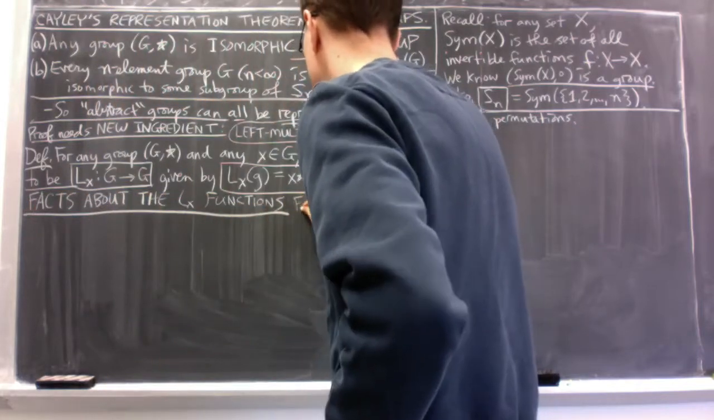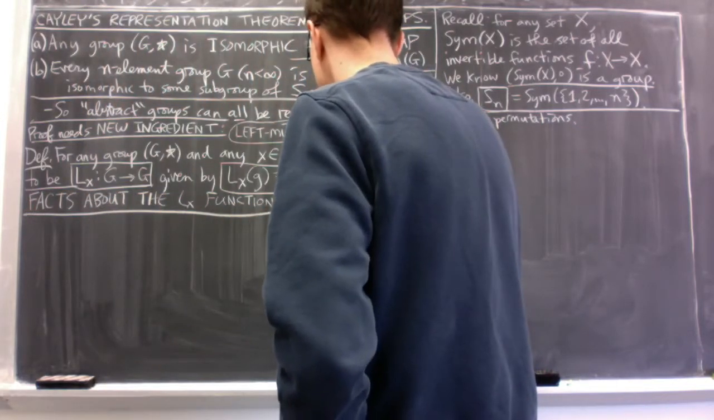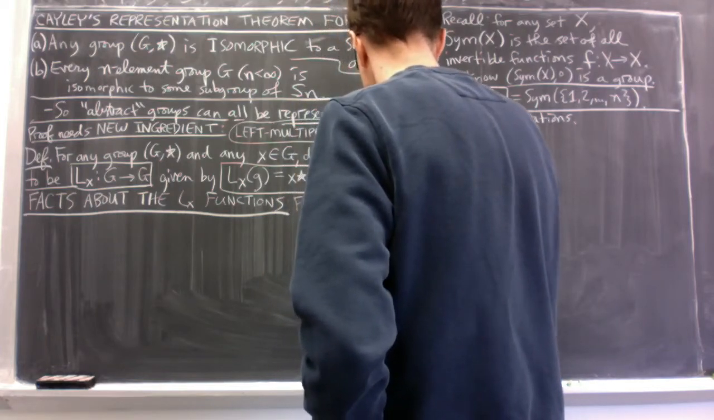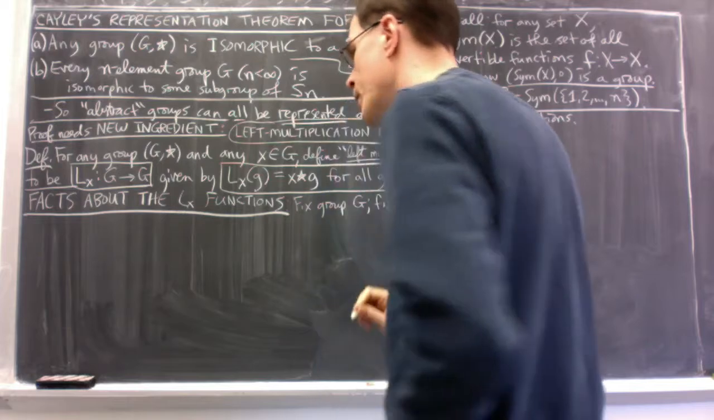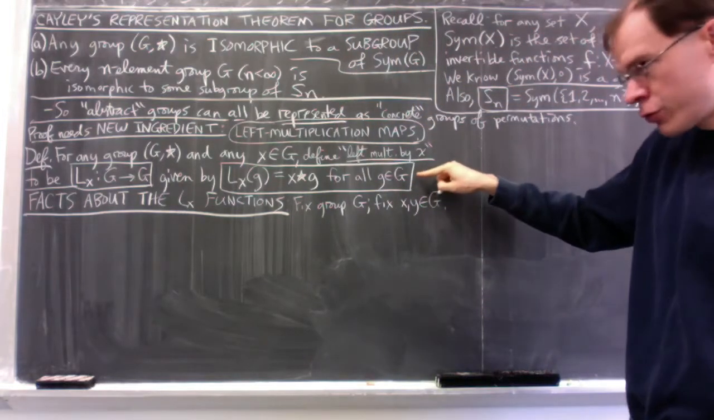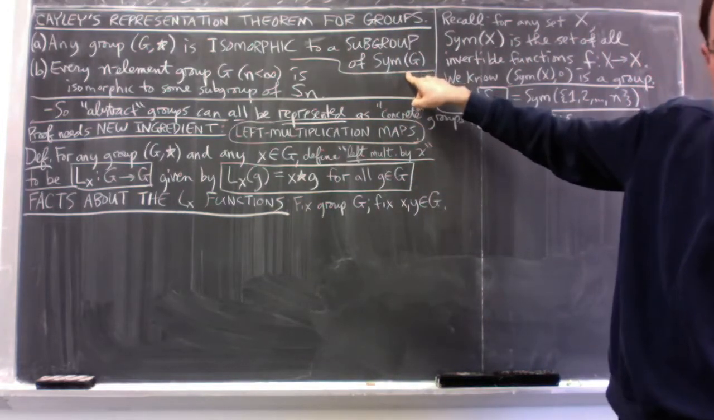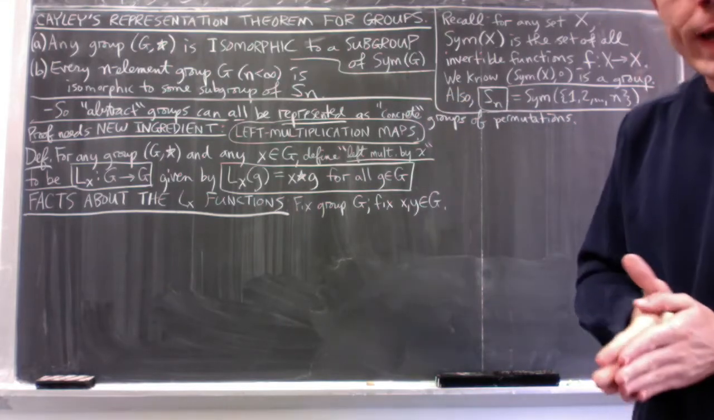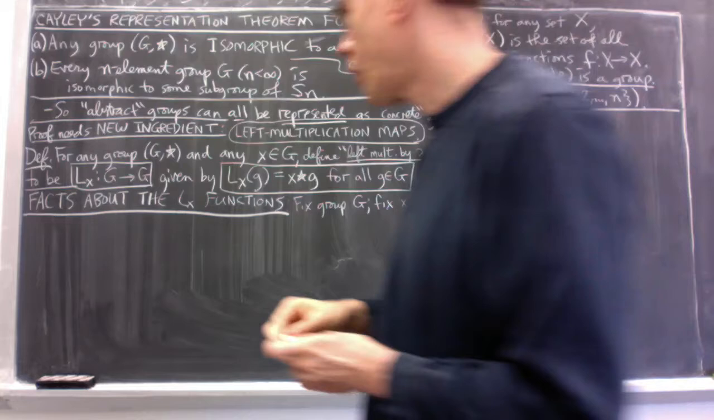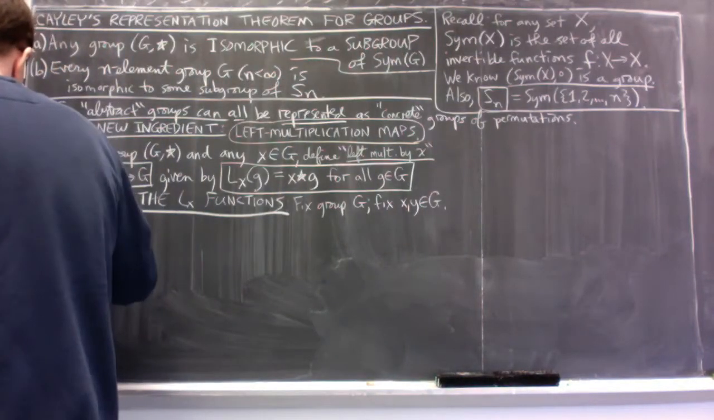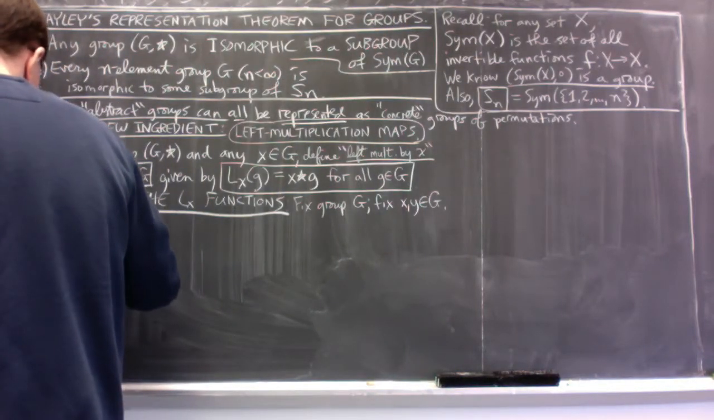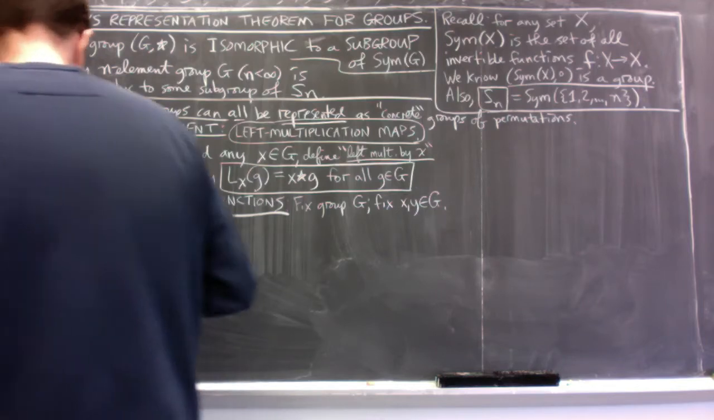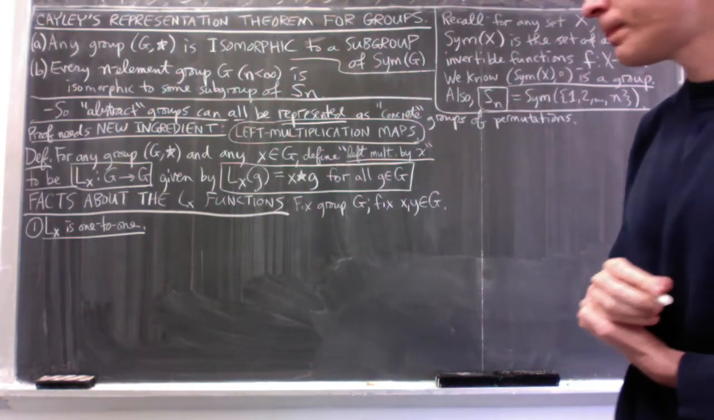So let's fix the group G, and let's fix x and y in G. The first thing: I've said it's a function, but it actually ends up being in Sim of G, so it's going to be an invertible function. To see that, let's check that it's one-to-one and onto. So I claim, first of all, that this L sub x is a one-to-one function. And let's prove these things.